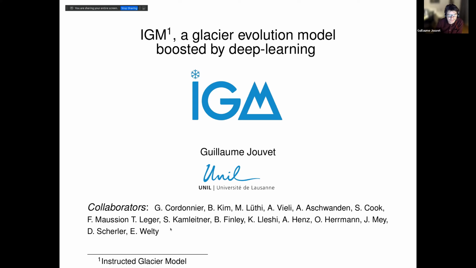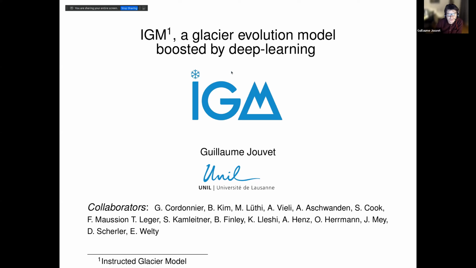I also want to acknowledge a couple of people who have been working on that project. I'm going to talk about IGM, which I call the Instructed Glacier Model, and the "instructed" directly refers to the usage of deep learning. It's a glacier evolution model, coded in Python, and mostly designed for doing very computationally efficient runs.